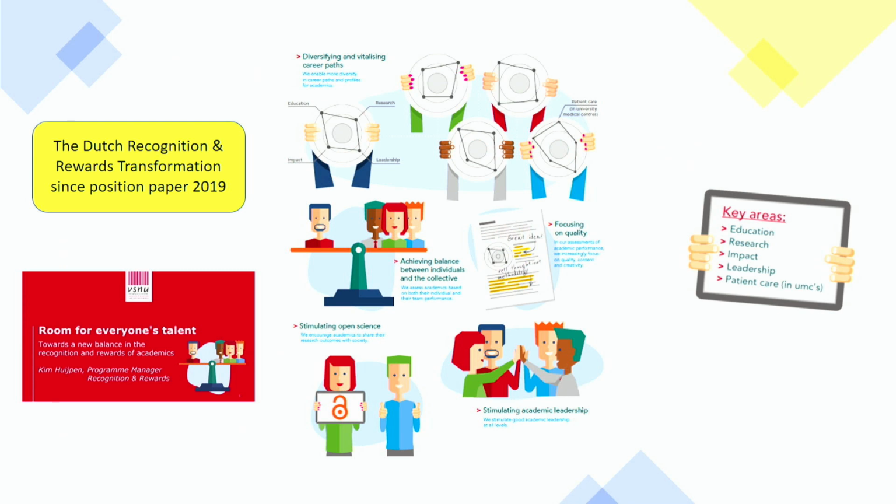Now, I want to tell you a little bit about the Dutch transformation that started with a position paper in 2019. Rianne Letschert, who's now chairing COARA, was one of the initiators of this project in the Netherlands, and it resulted in an open access position paper that you can all read, called Room for Everyone's Talent. The focus of the paper is very much on diversification and dynamic career paths, focus on quality instead of quantity, achieving the right balance between the individual and the collective part, stimulating academic leadership and open science. And the key areas are education, research, impact, leadership, and again, patient care because of the medical centers that are involved.